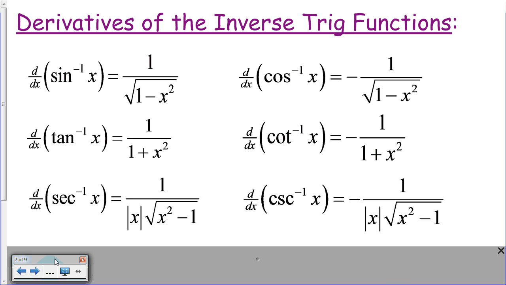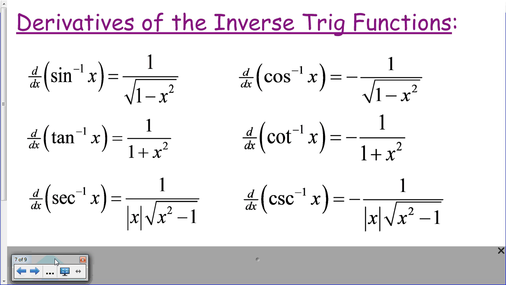Now, the nice thing about these, once I know these first three on the left, they're cofunctions, that is the sine inverse and cosine inverse, tangent inverse and cotangent inverse, secant inverse and cosecant inverse. Their cofunctions are exactly the same, but with the opposite result. So the derivative of cosine inverse turns out to be a negative 1 over the square root of 1 minus x squared. And the derivative of cotangent inverse is the negative 1 over 1 plus x squared. And the derivative of cosecant inverse of x turns out to be a negative 1 over the absolute value of x times the square root of x squared minus 1.